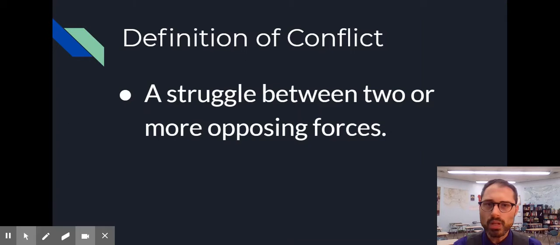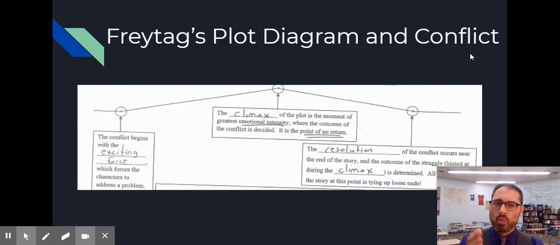stories. Our definition of conflict is a struggle between two or more opposing forces. And we're going to use the word forces because they may not be two people. We might be talking about technology or nature or an internal thought. So let's call them opposing forces, things that are not getting along. It's a struggle. We're going to refer to Freytag's plot diagram.